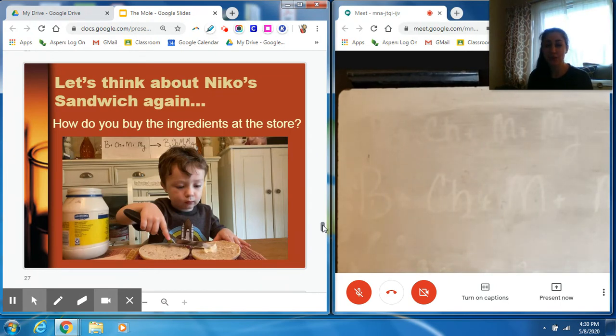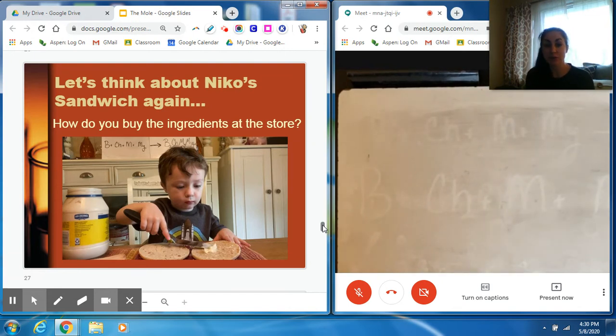Have you ever been to the grocery store with your family and shopped in the deli counter? Or even for a loaf of bread? You don't go to the grocery store and say, all right, I need exactly 3 pieces of ham, please. That's not how it works, right? How do you buy ham at the grocery store? You have to buy it by the pound. You have to buy it by mass.